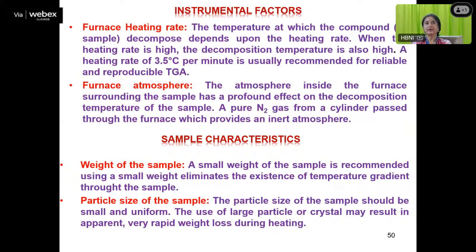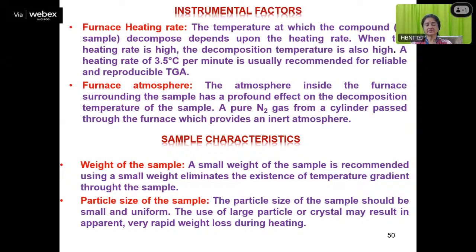A heating rate of 3.5 degrees centigrade per minute is usually recommended for reliable and reproducible TGA. After many hit and trials, it has been found that 3.5 degrees centigrade per minute is usually recommended as a reliable heating rate. Furnace atmosphere: the atmosphere inside the furnace surrounding the sample has a profound effect on the decomposition temperature of the sample. A purge of nitrogen gas from a cylinder passes through the furnace, which provides an inert atmosphere.